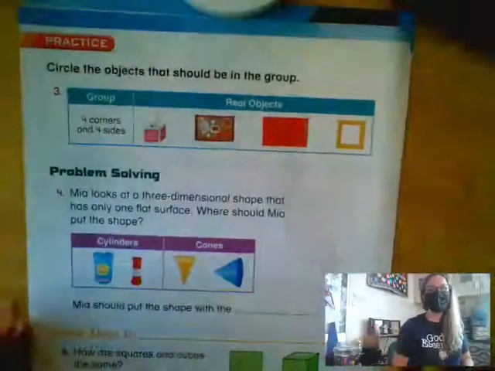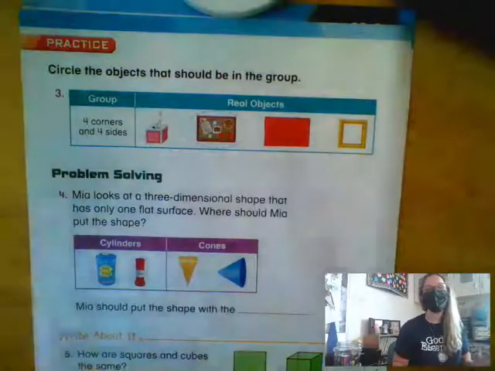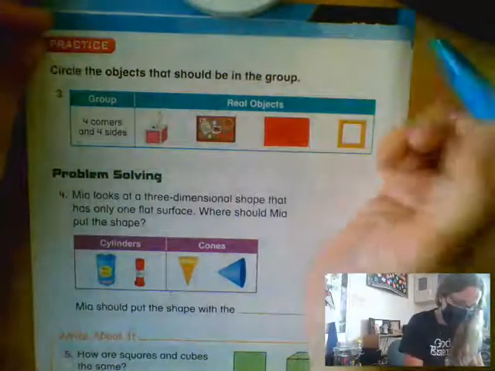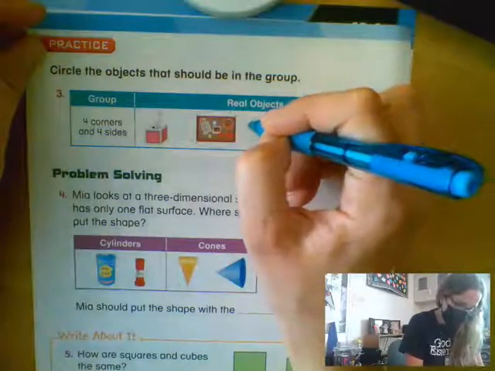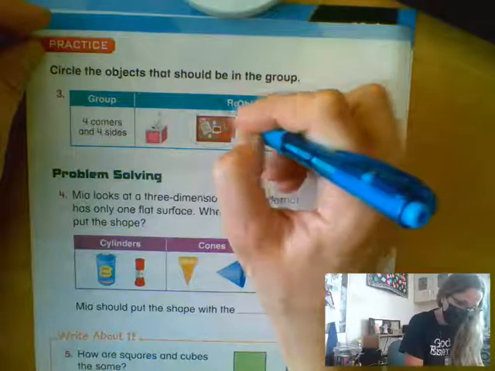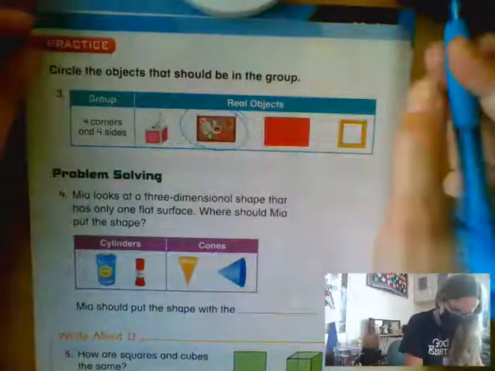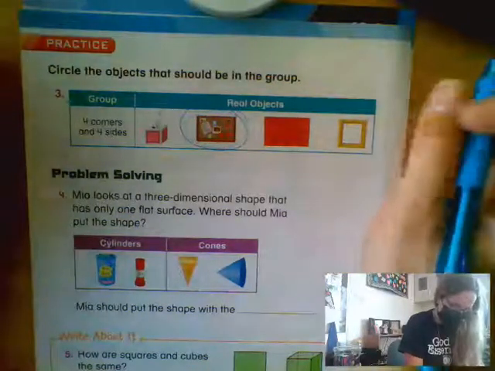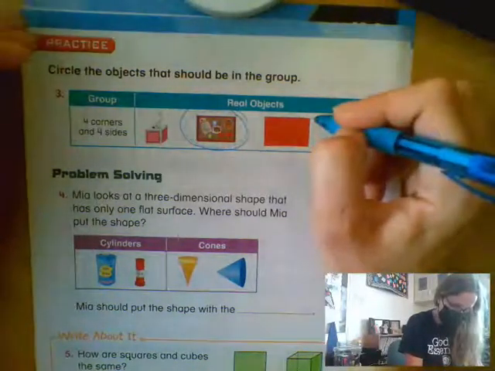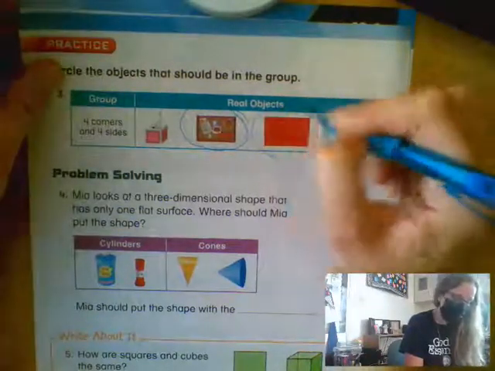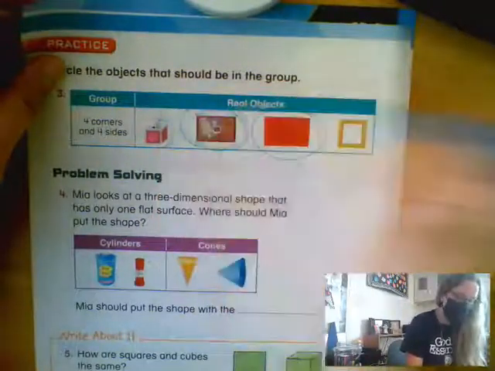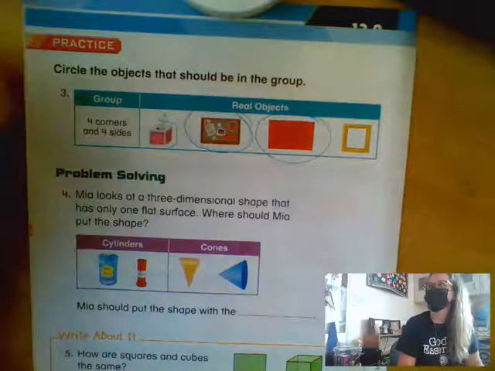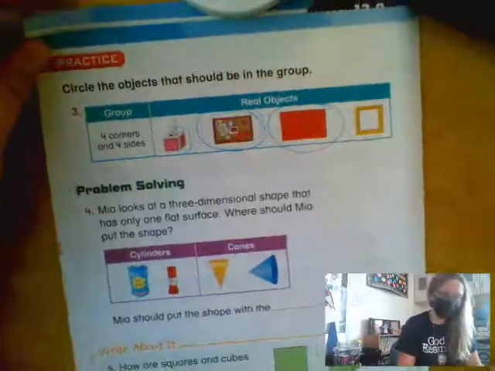Connor, it says circle the shapes that have 4 corners and 4 sides. The real objects are the board, like a board you put pins in and papers, and then the puzzle. The puzzle, yeah. The other ones are cubes. They actually have 3 dimensions, so they actually have 6 sides and multiple corners. All right.